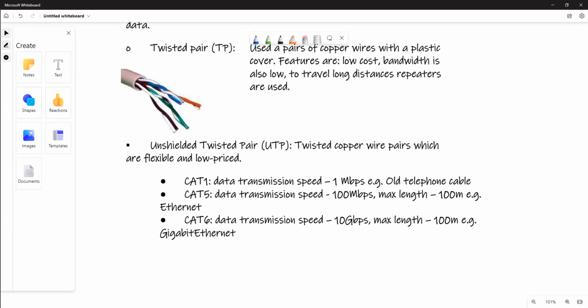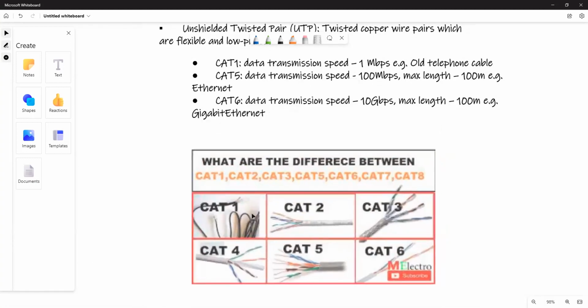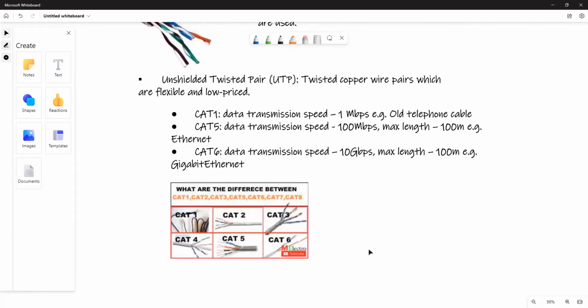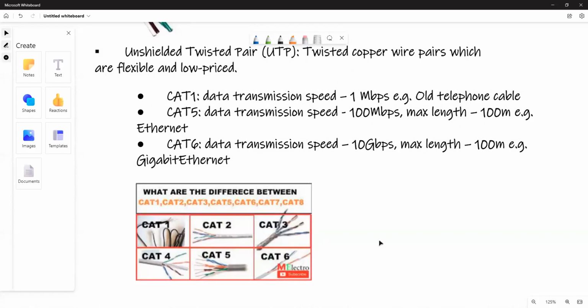So let me show you some Cat 5 and Cat 6 values, just to show you a simple example. There are differences with different categories. Okay. The remaining part I will discuss next week.